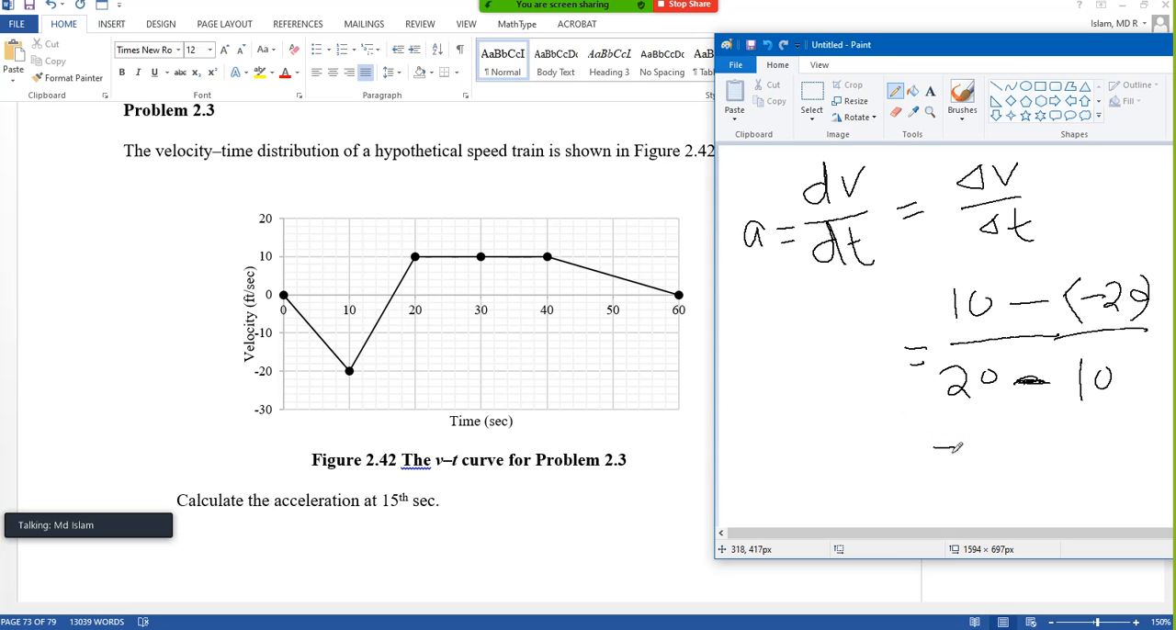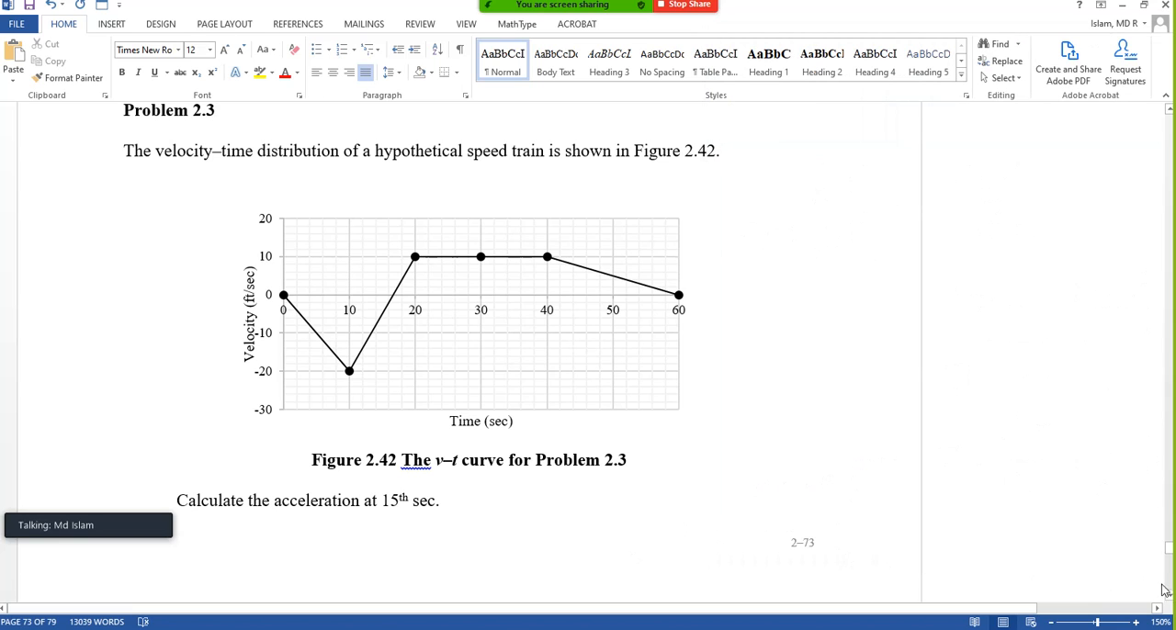So if I do it, it becomes 30 and then divide by 10. So 3 feet per second squared. Is it meter? No, feet. Feet per second squared. So that is the acceleration at 15 seconds. Okay, then what is the next question? Hopefully you understood. It's a simple concept, I am just solving.